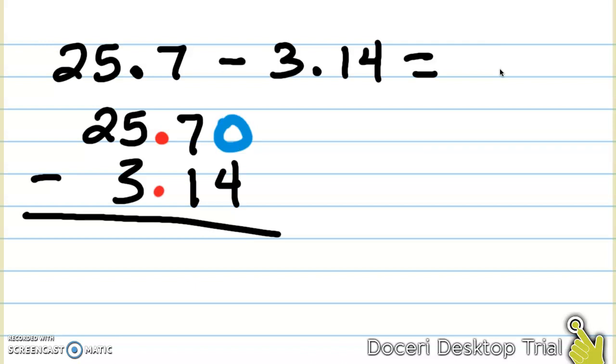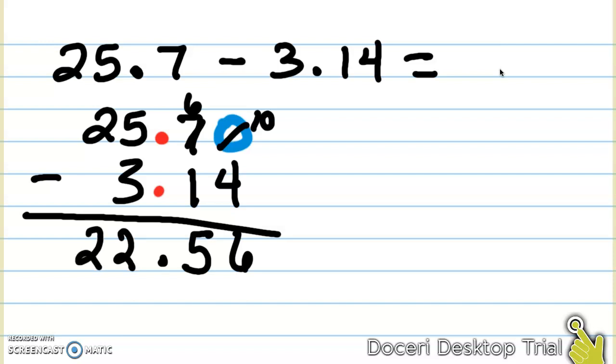So 0 take away 4, I cannot do. I have to cross that out and borrow here, and that becomes a 10. And 10 take away 4 is 6. 6 take away 1 is 5. Decimal take away decimal is a decimal. 5 take away 3 is 2. And 2 take away nothing is 2. And I would end up with 22 and 56 hundredths. So that is your subtraction method.